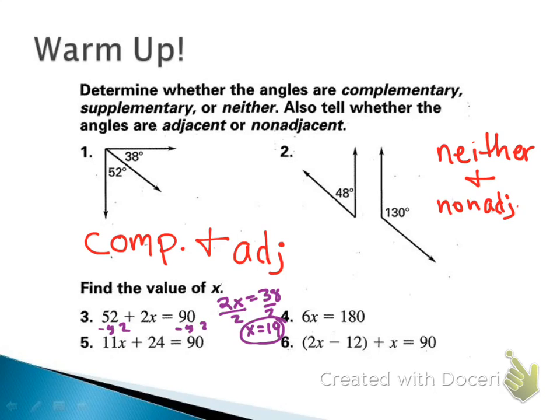Alright, number 4 is just a one-stepper. What do you guys do? Divide by 6. What's 180 divided by 6? 30, very good.